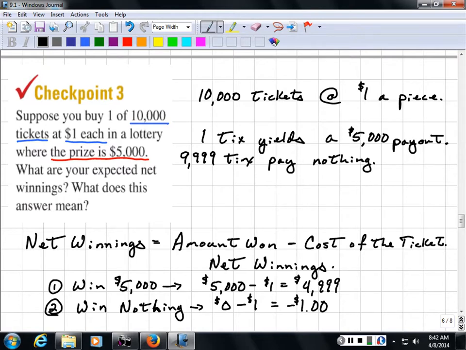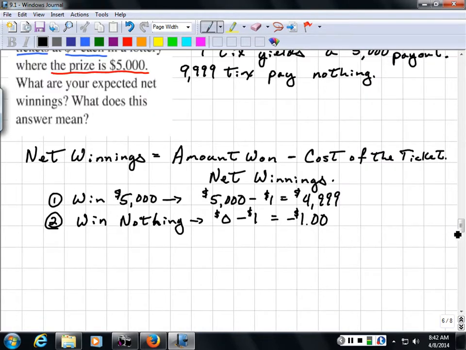So now, let's find the expected value, which means I'm looking at the event and the probability of the event occurring. So this right here represents one event, my net winnings of $4,999. And this right here represents the other event, which is a negative $1.